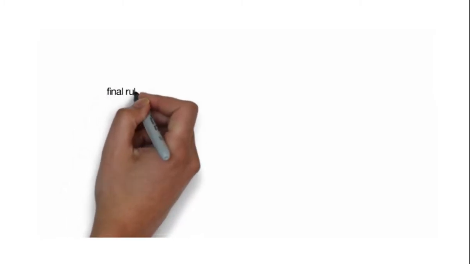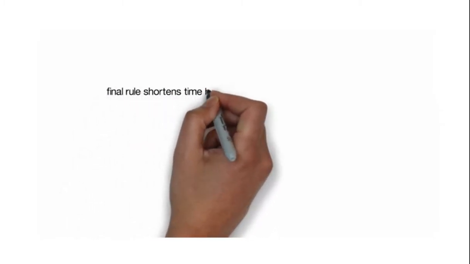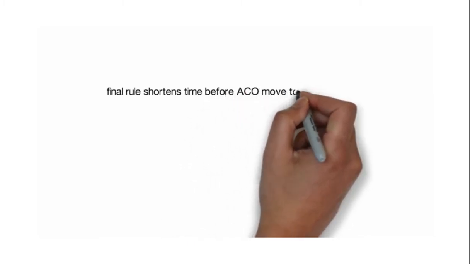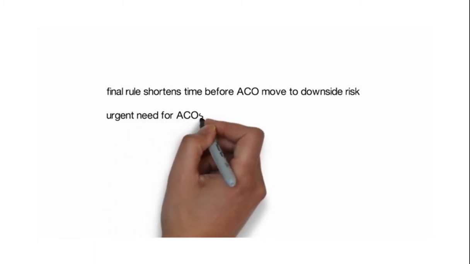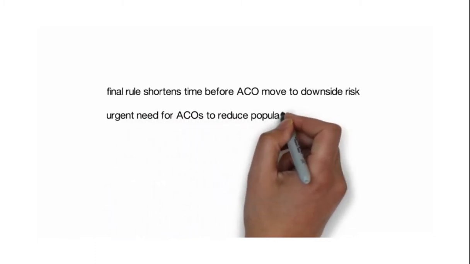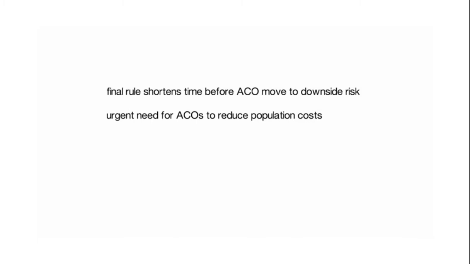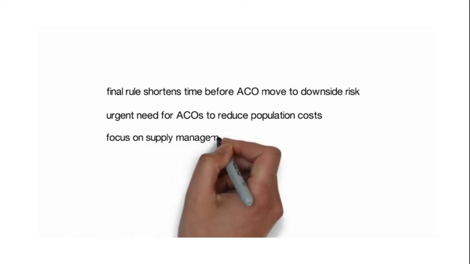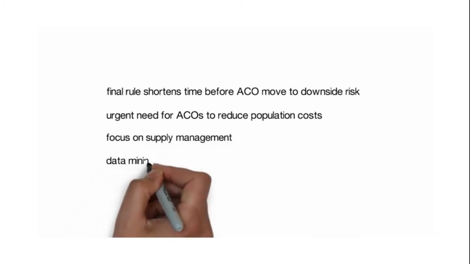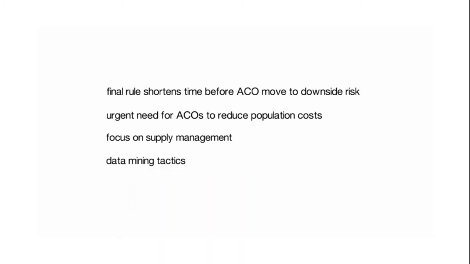Under the final rule for the 2019 MSSP Pathways to Success, ACOs have a shortened time frame before they must move to downside risk. Under the new rule, there will be a more urgent need for ACOs to reduce population costs. Two major tactics are typically implemented by health plans and ACOs to reduce population costs: demand management and supply management. This Milliman presentation focuses on supply management and, in particular, data mining tactics that identify medically unnecessary services.